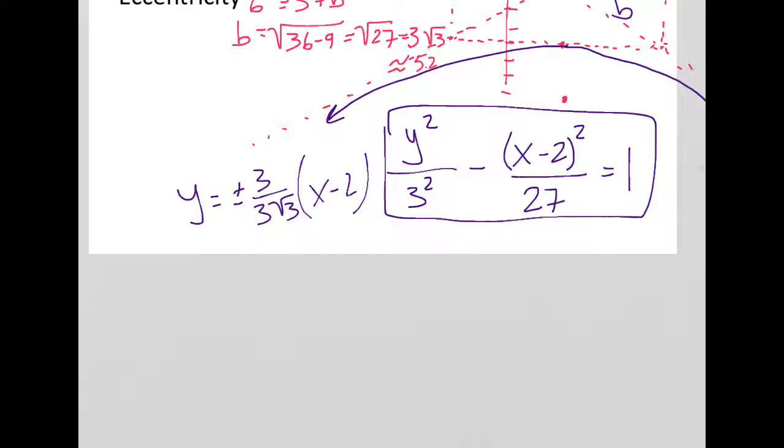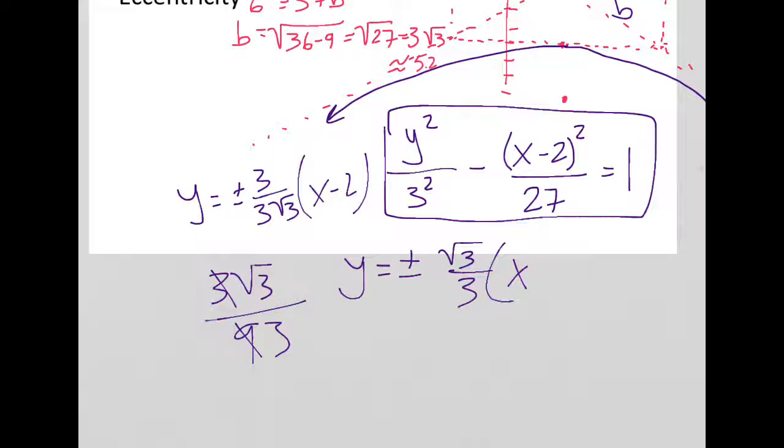But let's go ahead and simplify that fraction there, 3 over 3 root 3. Well, let's rationalize this puppy, multiply by root 3 over root 3. Well, what are we going to get? Well, we're going to get 3 root 3 in the numerator, and we're going to get 9 in the denominator. And 3 over 9 is the same as 1 over 3. So 3 over 3 root 3 is the same as root 3 over 3, which is weird. So our equation is y equals plus or minus root 3 over 3 times x minus 2.